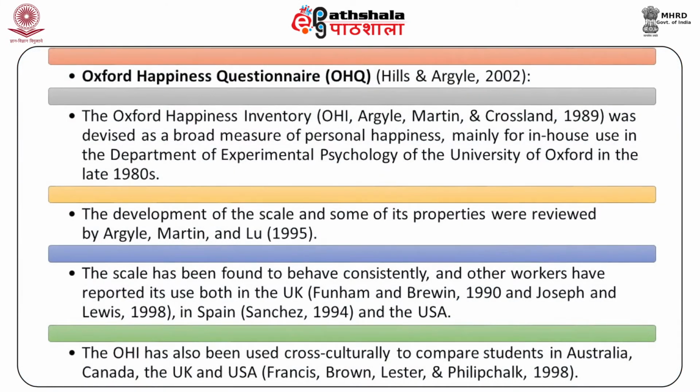The Oxford Happiness Questionnaire was devised as a broad measure of personal happiness, mainly for in-house use in the Department of Experimental Psychology of the University of Oxford in the late 1980s. The development of the scale and some of its properties were reviewed by Argyle, Martin and Lu in 1995. The scale has been found to behave consistently, and other workers have reported its use both in the UK, in Spain and the USA. The OHI has also been used cross-culturally to compare students in Australia, Canada, the UK and USA. A Hebrew translation has been applied in Israel and it forms the basis of the Chinese Happiness Inventory, which has been used in Taiwan.